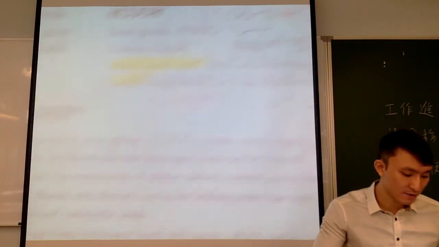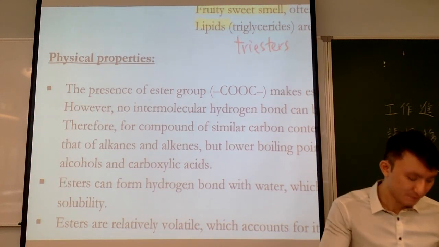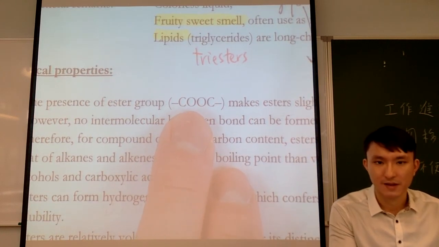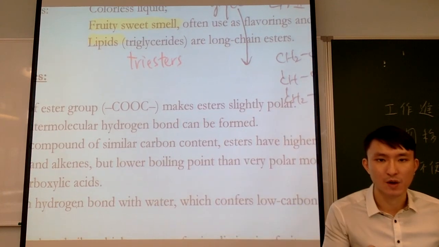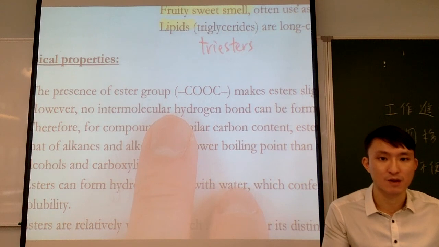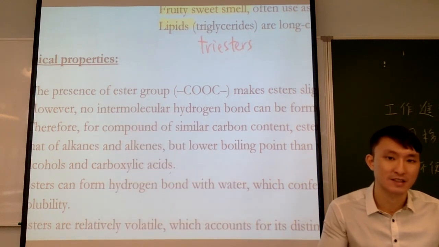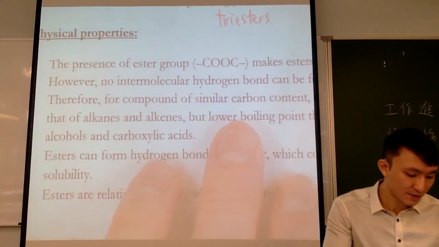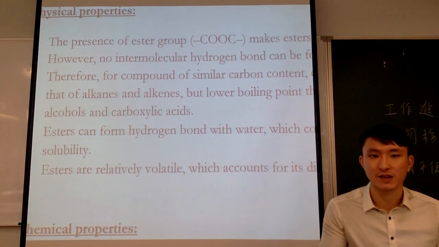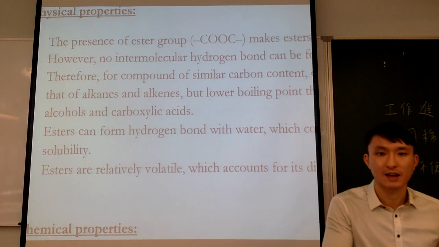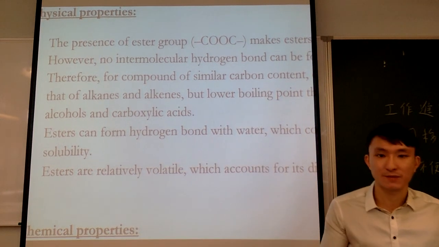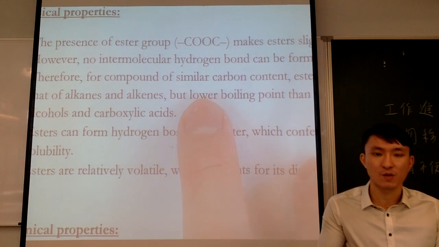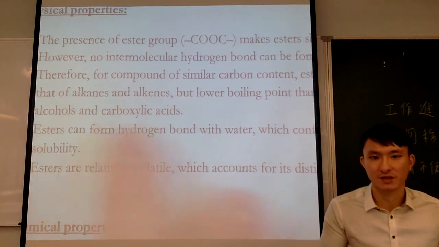Now, the physical property of ester. Because of the ester group here, it makes ester slightly polar. However, you can't see any intermolecular hydrogen bond between the molecules, again because it does not have any hydrogen atom connected to the electronegative oxygen atom. Therefore, if you are looking for the boiling point, if you compare with other homologous series, ester should have a higher boiling point than alkane, alkene, even aldehyde, but they will have a lower boiling point when compared to alcohol and carboxylic acid.